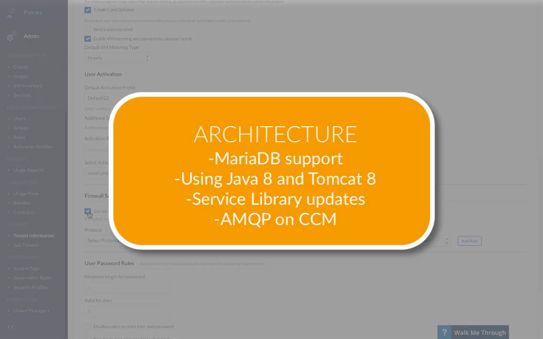Lastly, there have been several changes in the architecture, which include new installations supporting MariaDB, the Manager, Orchestrator, and AMQP servers being upgraded to use Java 8 and Tomcat 8, Spring, Hibernate, AWS Client, and Hazelcast libraries being upgraded to their latest versions, and AMQP now being able to be installed on the Manager server for enterprise service buses.